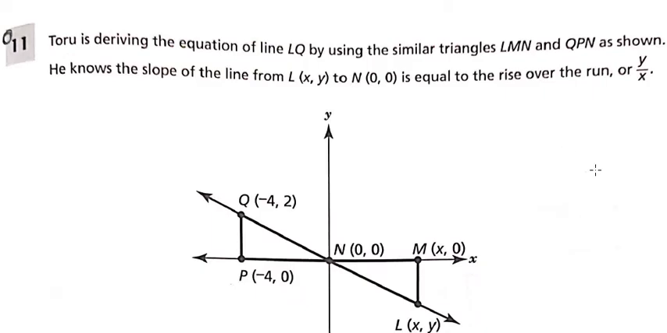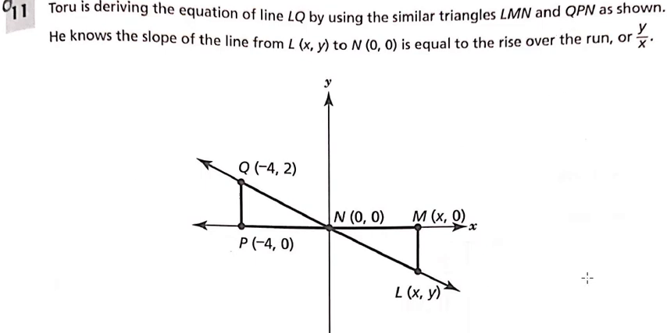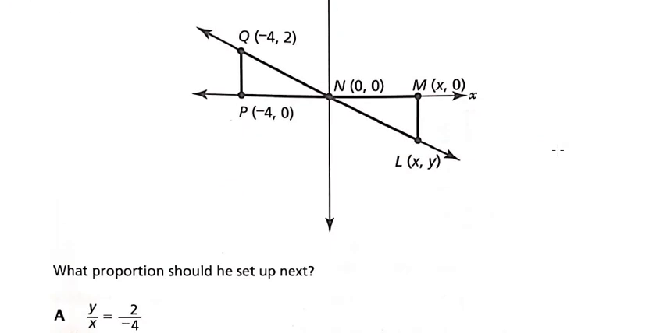All right, so this one is a little bit tricky just because of the wording, but you can absolutely do this. So in this question here, we're looking at a situation where we've got some triangles. And we know that they're trying to find the slope of the line from LQ, so the diagonal. That makes sense.